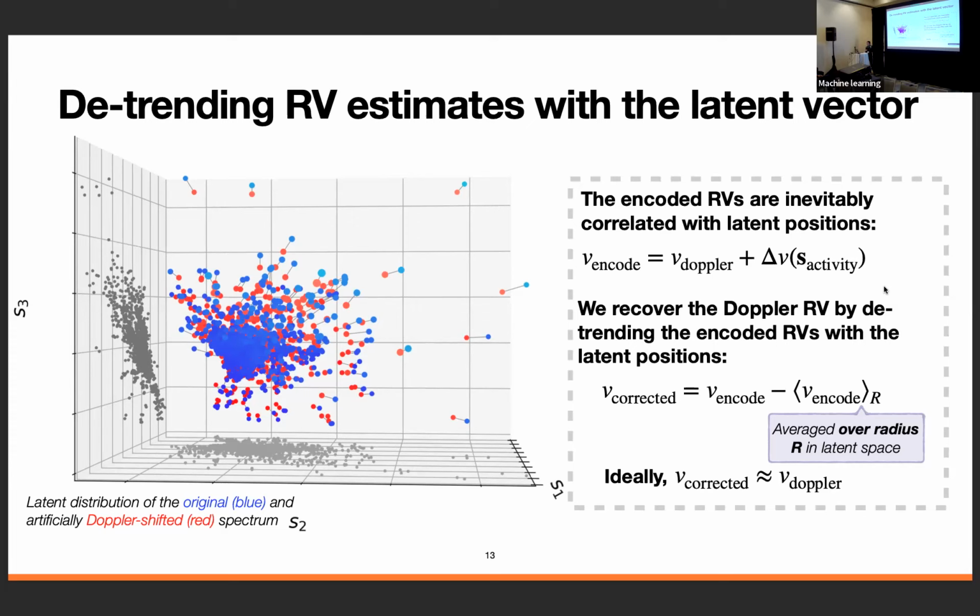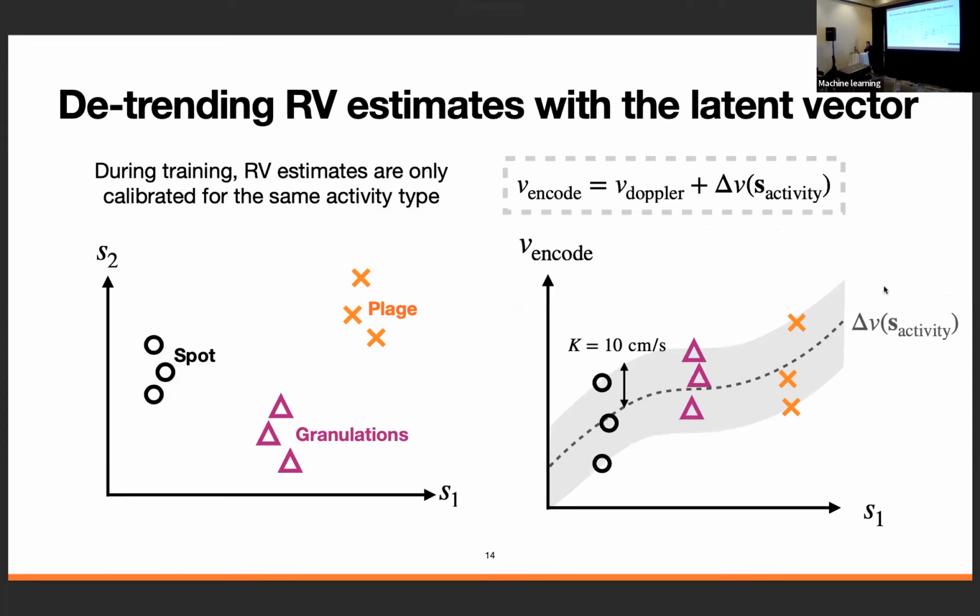So we'll proceed with a strategy where we perform a Gaussian blur of the RV estimates in the latent space and use the Gaussian blur to represent the trend. We subtract this trend to hopefully recover the correct Doppler velocities. On the left is just a random 3-dimensional figure of my latent distribution. The blues are the encoded original or input spectrum, and the red represents their artificially redshifted augmented spectrum. So I will try to explain why this is necessary.